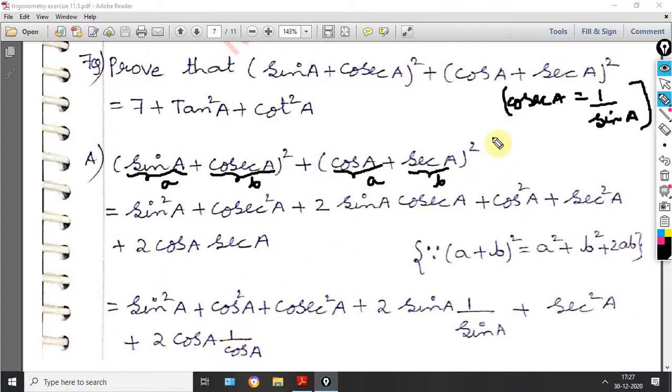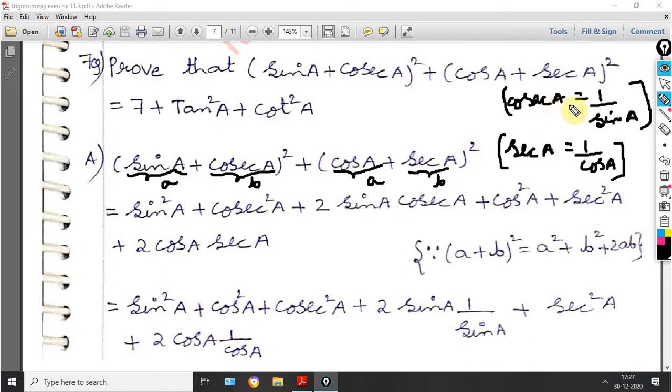Because it is also the formula which we have learned. Secant A is equal to what? Secant A can be written as 1 by cos A. This is the formula we have learned previously: secant A is the reciprocal of cos A. So in place of secant A, we are writing 1 by cos A, because it is the formula which we have seen.